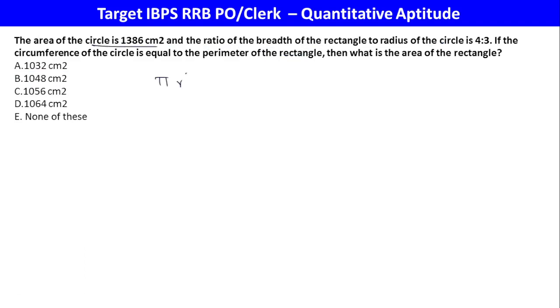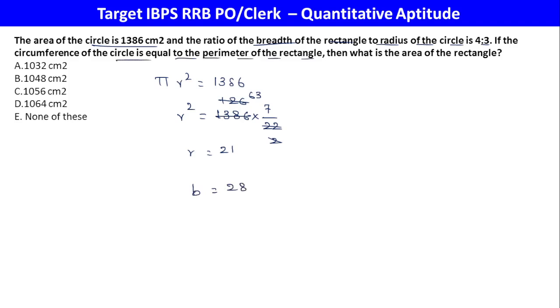1728, done. Next question. The area of a circle πr² is 1386, so r is 1386 into 7 by 22, which works out to 63, so r is 21. The ratio of the breadth of the rectangle and the radius of the circle is 4 is to 3, so the breadth is 4 parts, 7 times 4, 28.